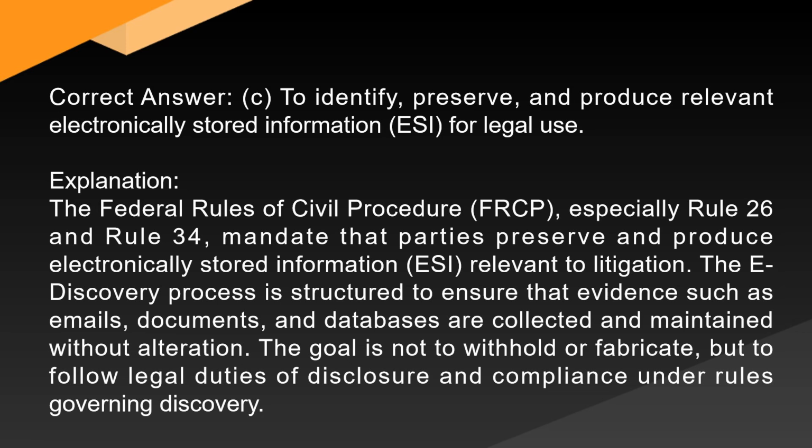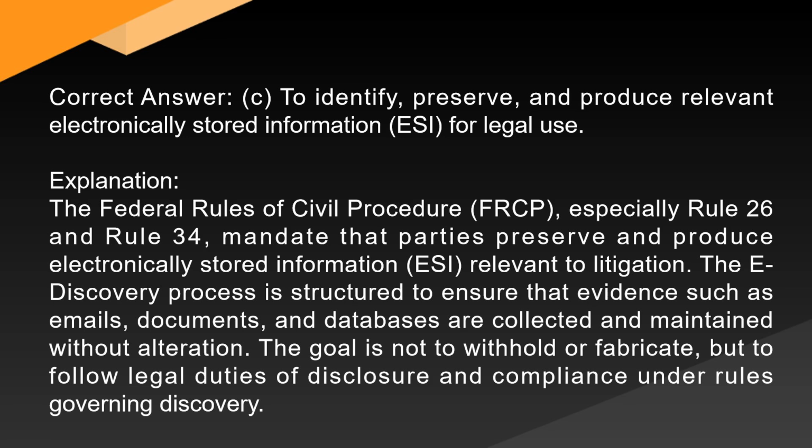Correct answer. C. To identify, preserve, and produce relevant electronically stored information, ESI, for legal use. Explanation. The Federal Rules of Civil Procedure, FRCP, especially Rule 26 and Rule 34, mandate that parties preserve and produce electronically stored information, ESI, relevant to litigation. The e-discovery process is structured to ensure that evidence such as emails, documents, and databases are collected and maintained without alteration. The goal is not to withhold or fabricate, but to follow legal duties of disclosure and compliance under rules governing discovery.